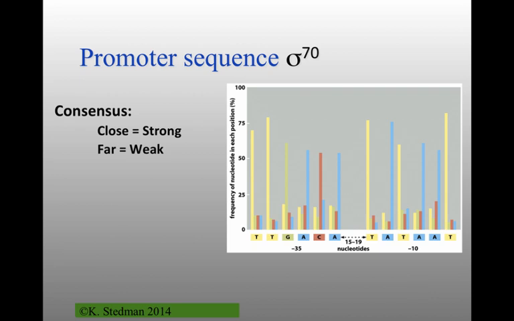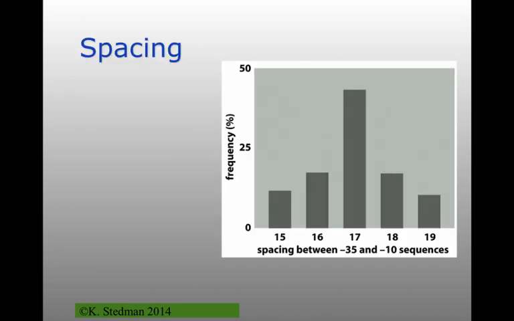Another thing that you find when you look at these promoter sequences is almost all of them are separated by 17 nucleotides. 17 nucleotides, that's a really funky number. But it's actually quite close to 20 nucleotides. And what is 20 nucleotides? What would that be? 2 turns of your DNA helix, exactly.